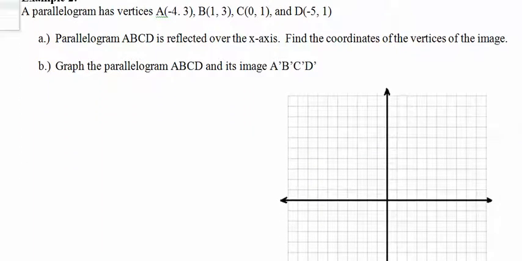So here's an example. You have a parallelogram, negative 4, 3, 1, 2, 3, 4, 1, 2, 3. That's A. B, 1, 1, 2, 3, 0, 1, and negative 5, 1. This does not look like a parallelogram to me, so I must have screwed up. Hey, there it is. B, C, D.